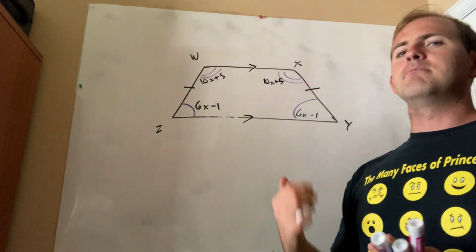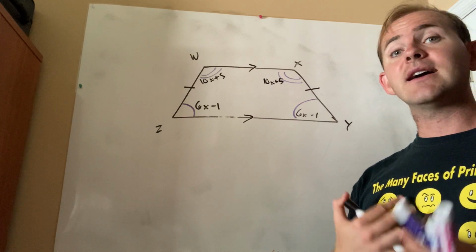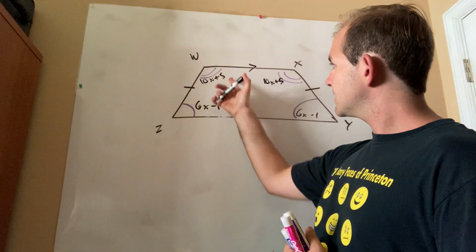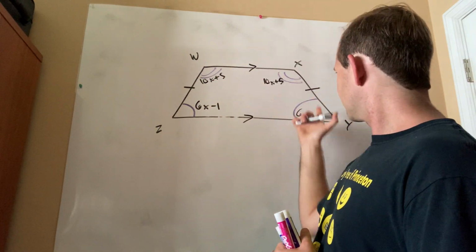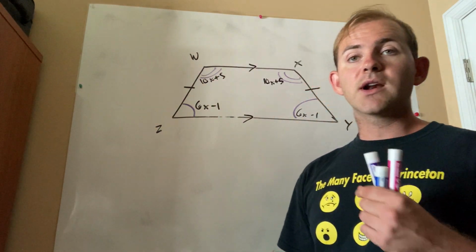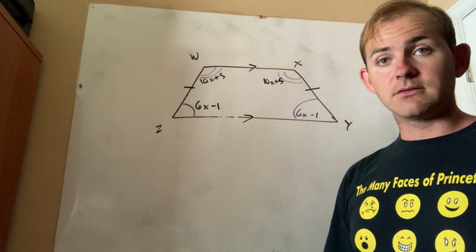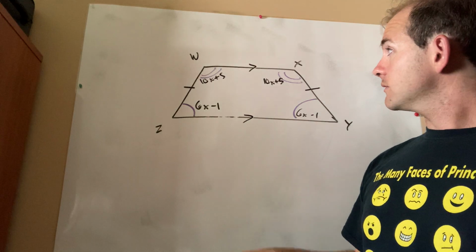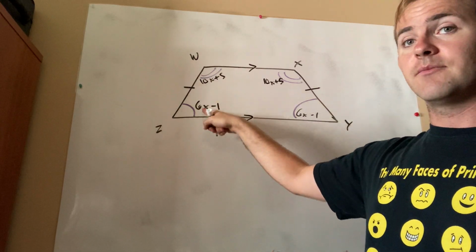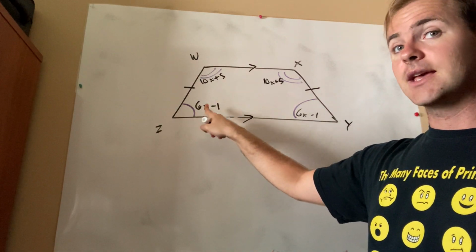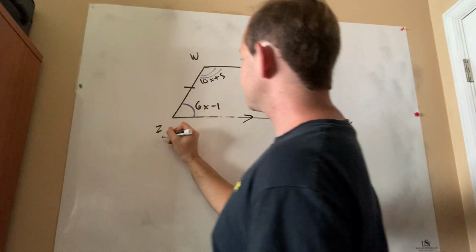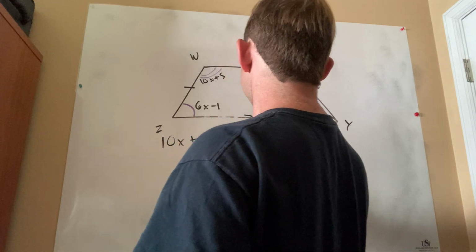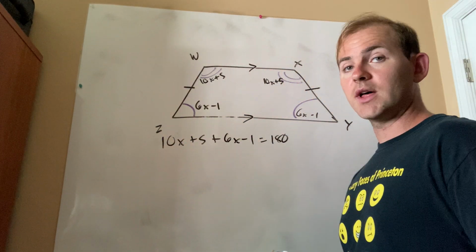So now, my preferred course of action is to go back to same side interior angles. What do you guys know about same side interior angles? Like this, or, same thing, like this. What do they sum to? Or what do they add up to? They add to 180. So my equation, therefore, would simply be 10x plus 5 plus 6x minus 1 equals 180. Let's work that out.